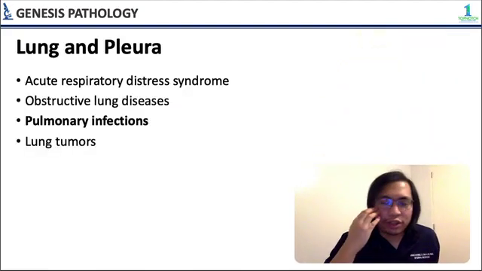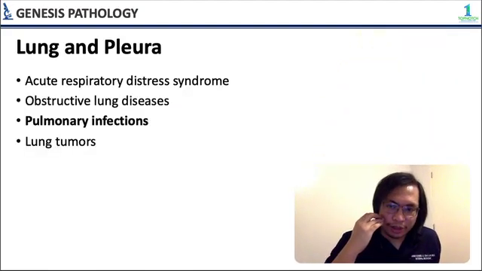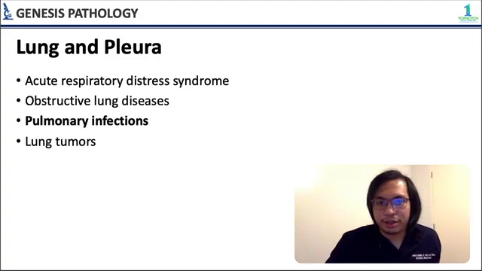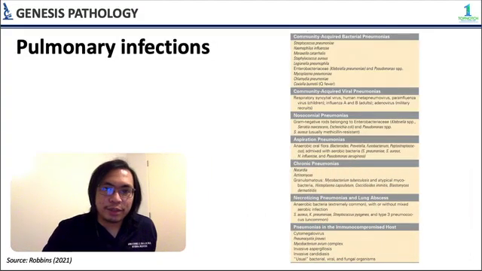Okay? Speaking of infections, we have pulmonary infections. So, pulmonary infections, ang pinakamahalaga dito would still be your pneumonia and your TB. Okay? So, the most common cause or etiology of your community-acquired pneumonia would still be Streptococcus pneumoniae. Paano pag sa AIDS patient? What's the most common cause of your community-acquired pneumonia? It's still Streptococcus pneumoniae. Okay?